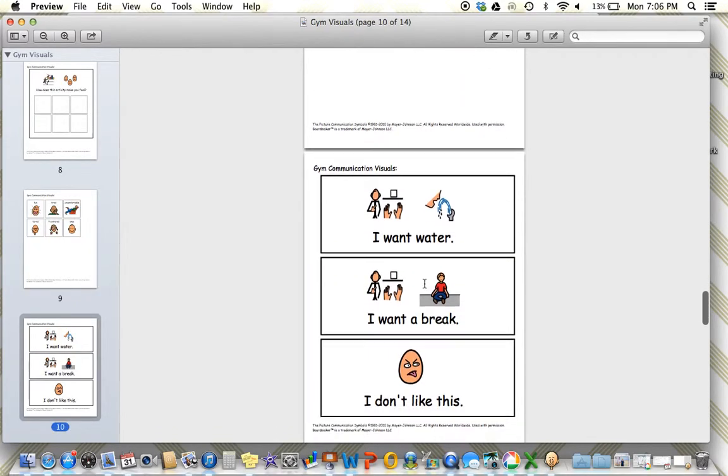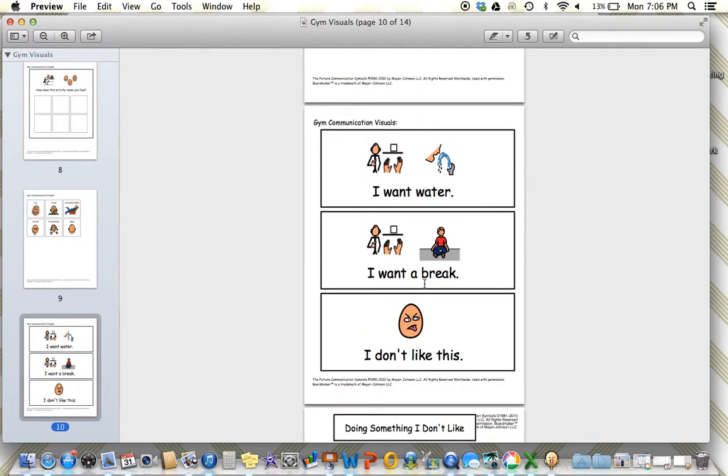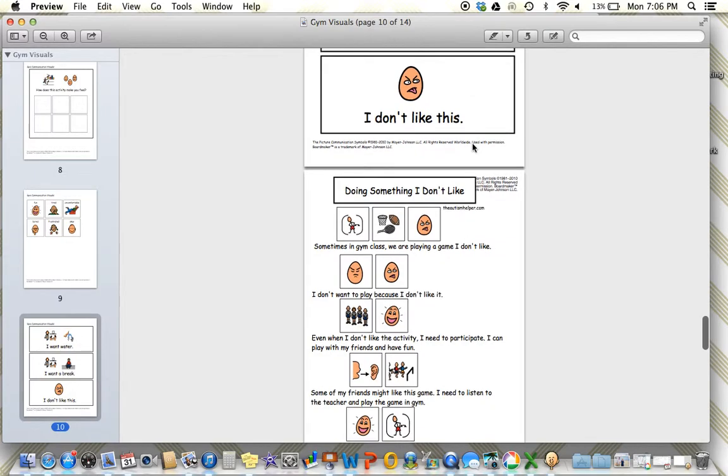Next are some common gym class visuals. Commonly in gym, students might want water, want a break, or want to remove themselves from an activity. These would be great to laminate and post on the wall so that students can easily grab them. So instead of running out of the room, they can pass you the I want water picture.